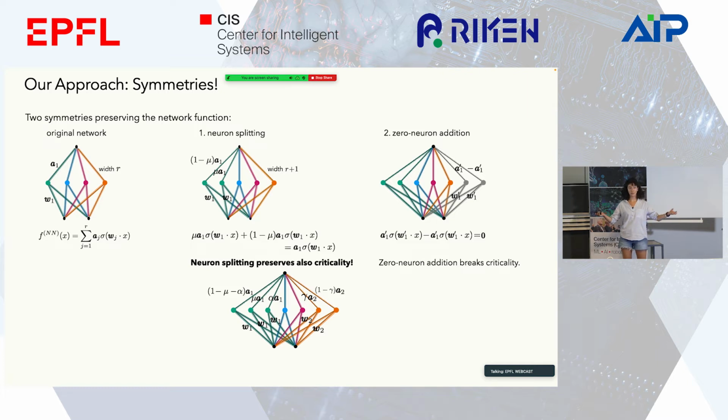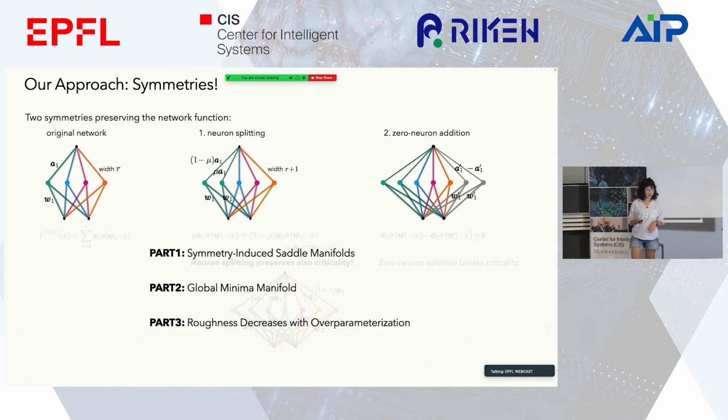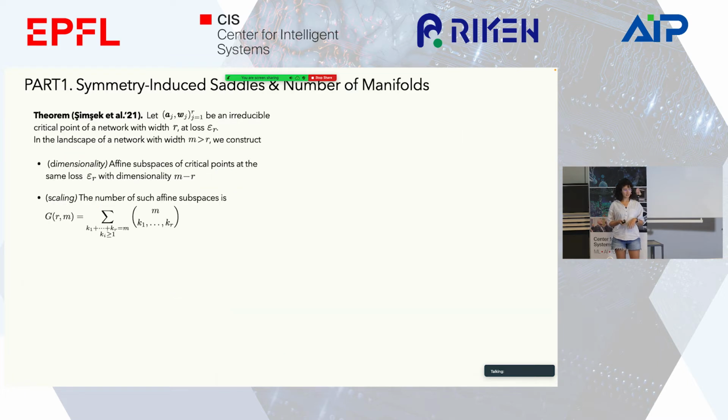So we'll consider arbitrary duplications of neuron groups. And so we will have two parts to study: the critical manifolds and the global minima manifold. And then we are trying to build up towards the last part, where we will show that roughness decreases with overparameterization. So let's start with the symmetry-induced saddles and the number of manifolds.